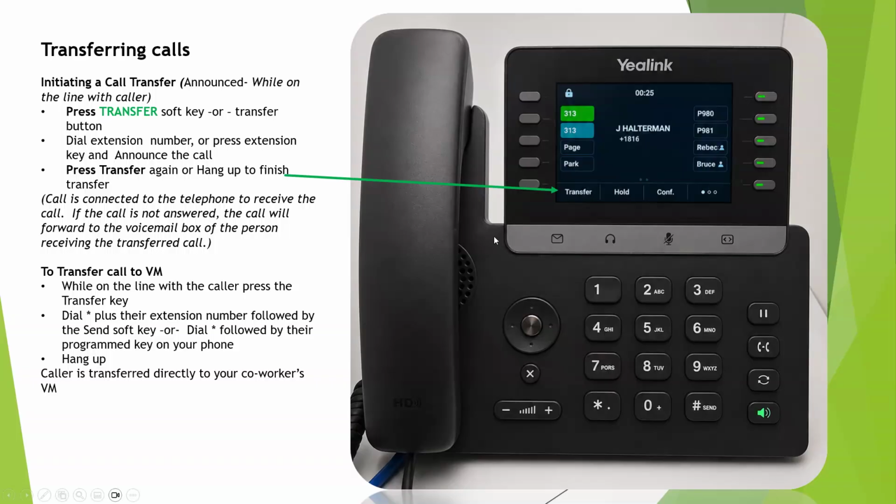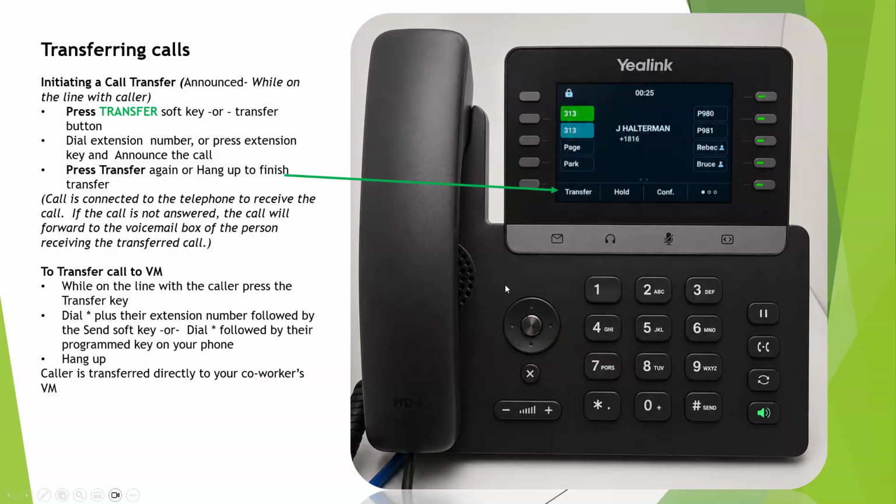And then if you want to send it immediately, you could just press transfer the second time. If you want to announce it first, you just wait. And when you're ready to send it, you press transfer. That's it. So it's just basically transfer, phone number, transfer. Done.